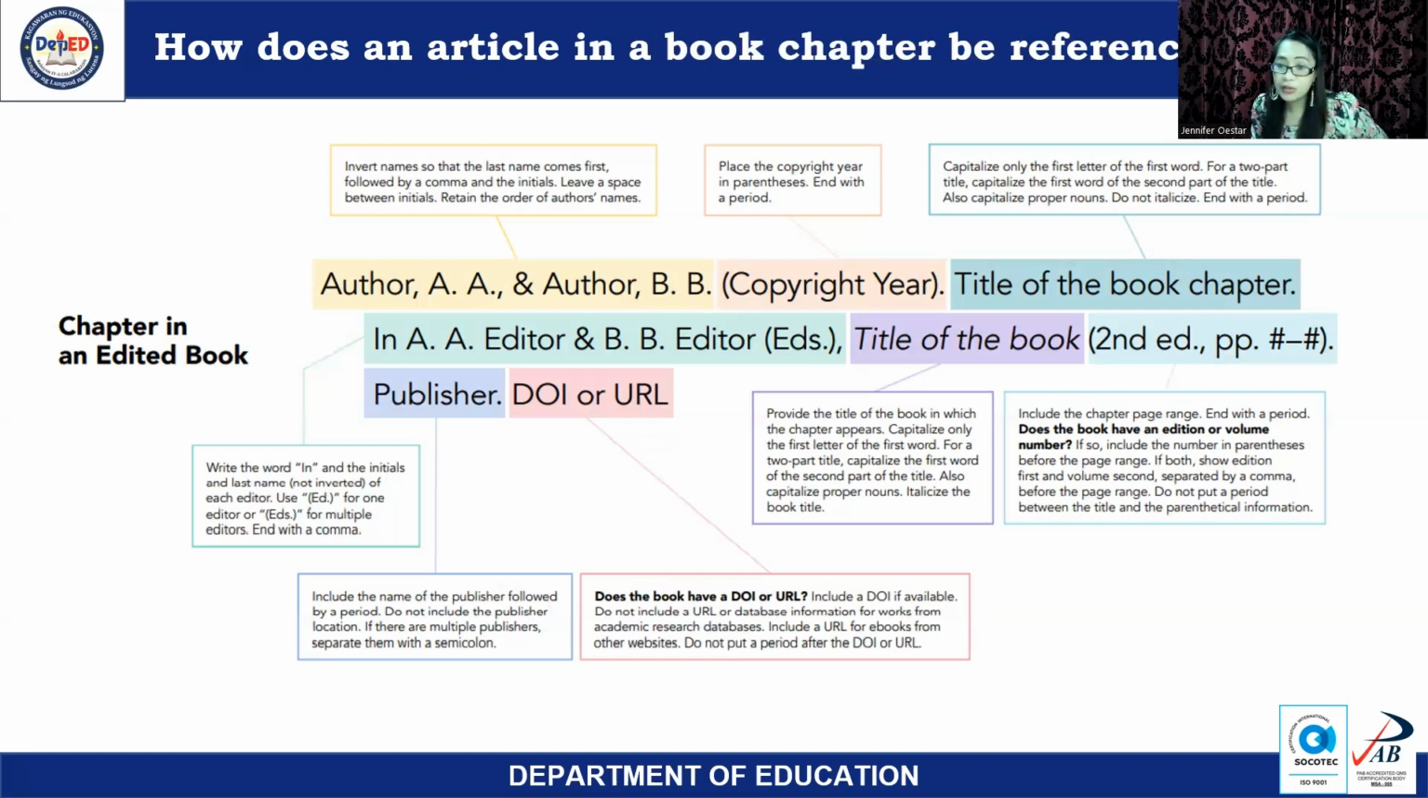If both, show edition first and volume second, separated by a comma and before the page range. Do not put a period between the title and the parenthetical information.